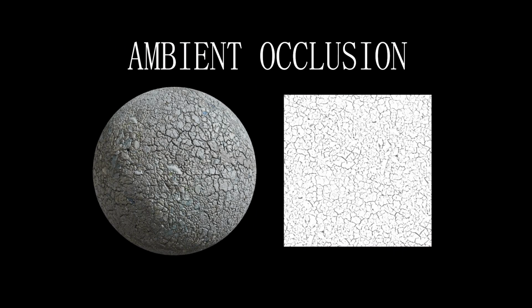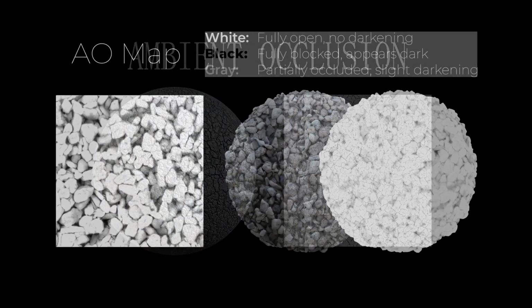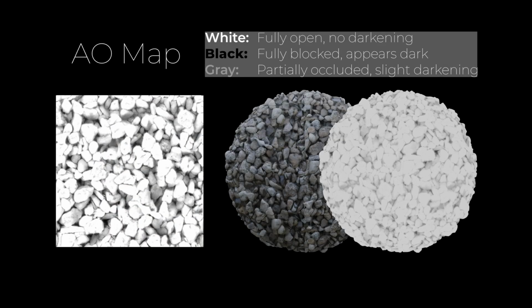An Ambient Occlusion (AO) map is a grayscale image that tells Blender how much ambient light reaches different parts of a surface. White areas are completely open and remain unaffected. Black areas are fully blocked from ambient light, often in creases or corners, and appear dark. Gray areas fall somewhere in between, representing partial occlusion. This mimics the real-world phenomenon where surfaces that are close together receive less light and appear darker.